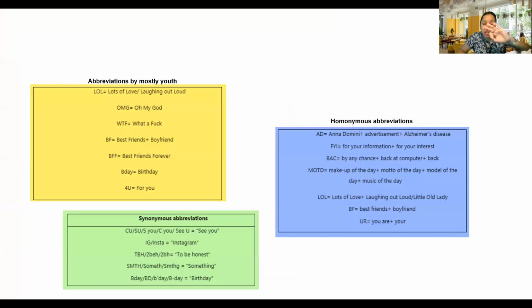In here, you see 3 different tables. They are from an article that was published about language in social media. So like I was telling you, very common ones among the youth. The youth is people that are young, like mostly teenagers, and some like your age, young adults. But it has become very common for almost every age. Things like LOL, OMG, WTF, BF, BFF, birthday, and for you.